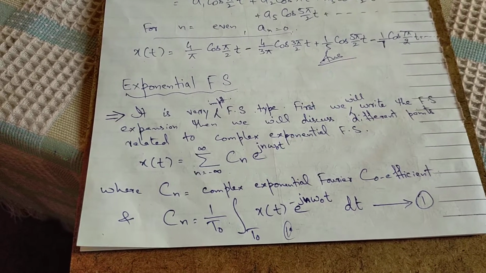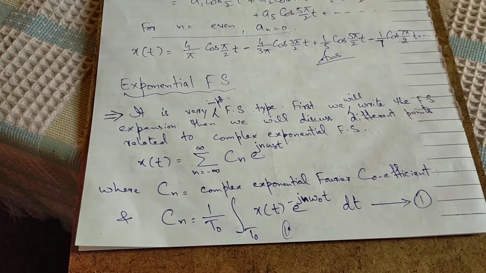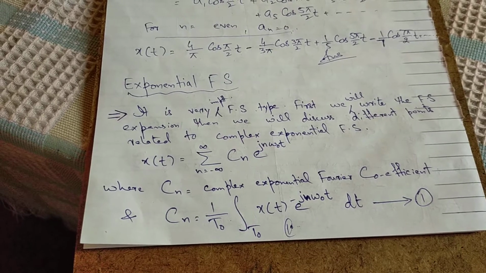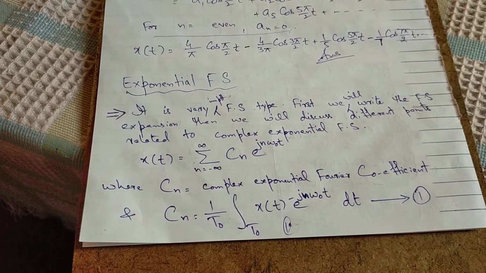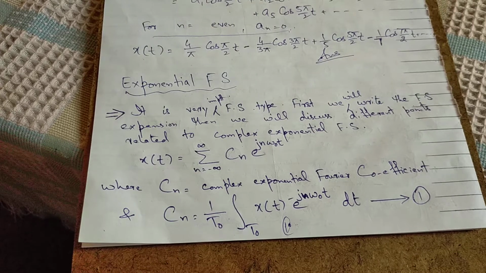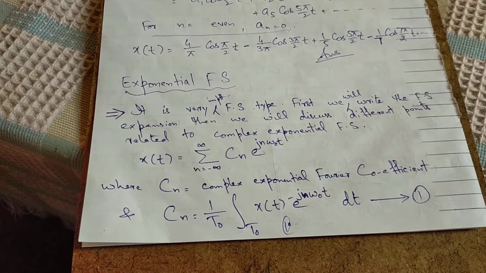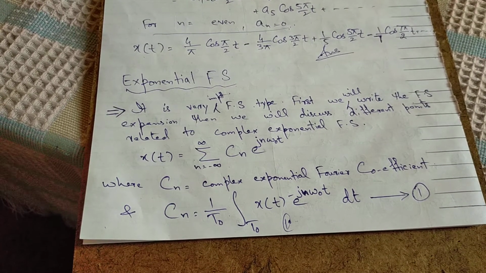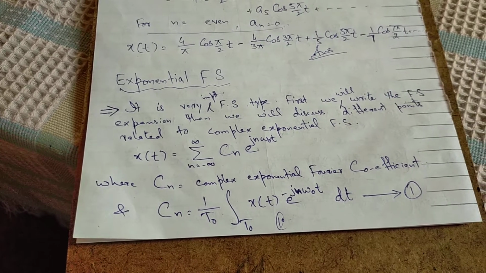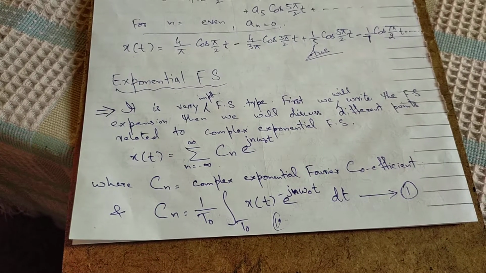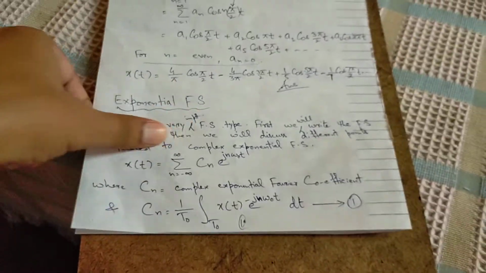to infinity Cn e raised power jn omega naught t, where Cn is the complex exponential Fourier series coefficient, and Cn is equal to 1 over T naught, the fundamental time period, integration over T naught of x of t e raised power minus jn omega naught t. It is called equation number 1.